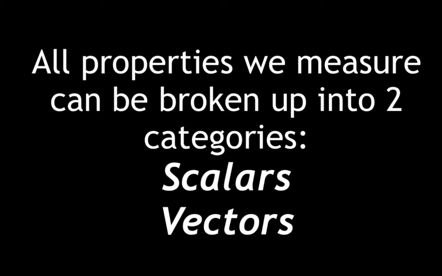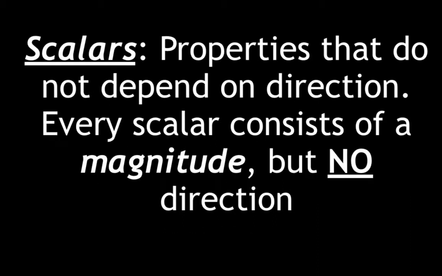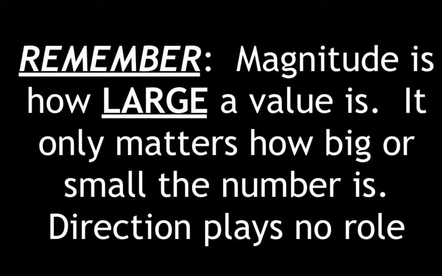So today we're going to talk about vectors and scalars. All properties we measure can be broken up into two categories, either scalars or vectors. So scalars are properties that do not depend on direction. Every scalar consists of a magnitude, but no direction. And a magnitude, we should remember, is how large a value is. So the magnitude tells us if a number is big or small, but direction has no role in the magnitude.